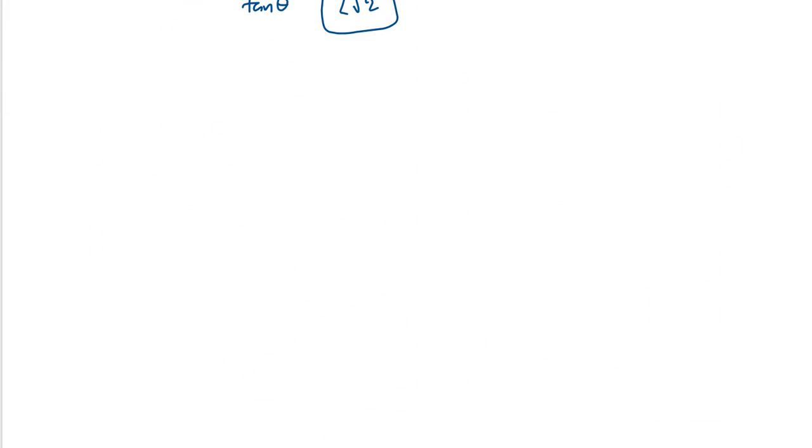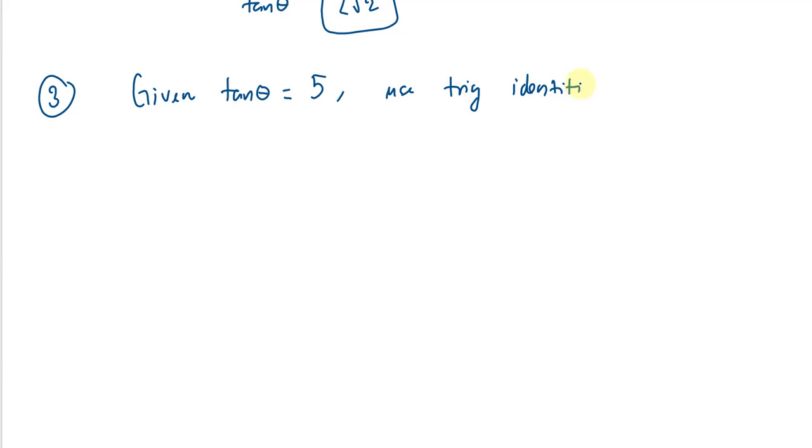Okay, next problem. Problem 3. Given tangent to be 5, now use the trig identity to find the exact value of sine psi. Alright, so we are given tangent.